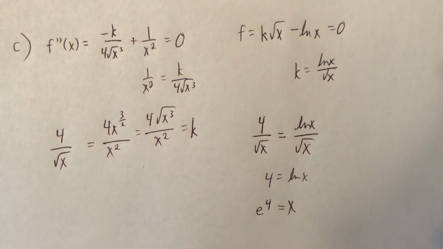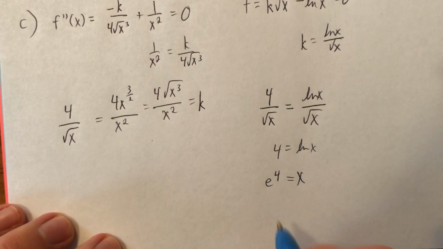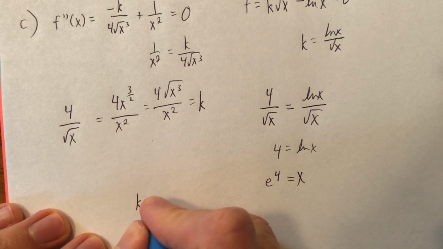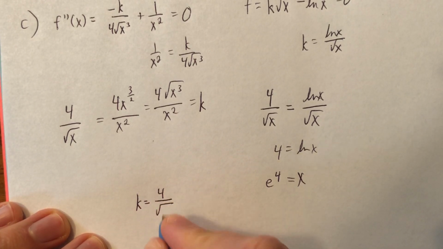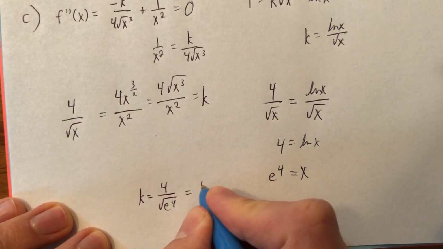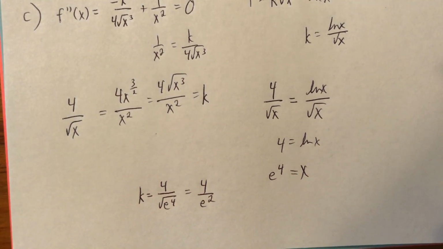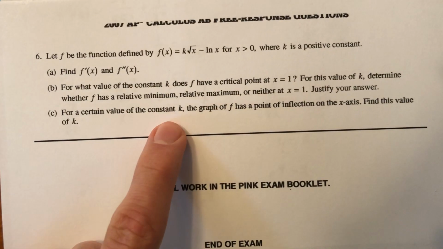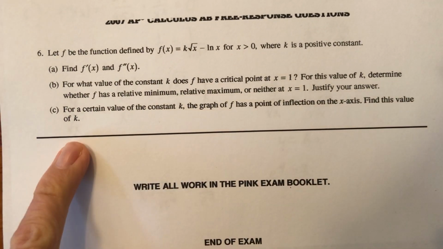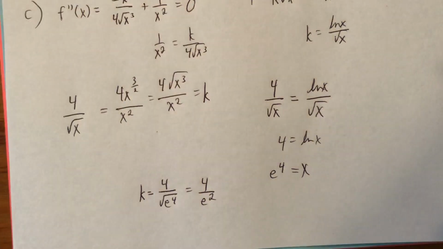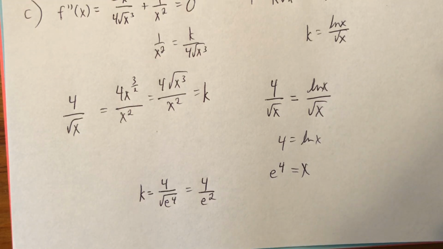So I need to know what k is. So k is 4 over the square root of e to the 4th. That's 4 over e squared. All right, fantastic. And so, for a certain value of the constant k, the graph has a point of inflection. Find the value of k. We've answered the question. So now, let's figure out how this thing was graded.